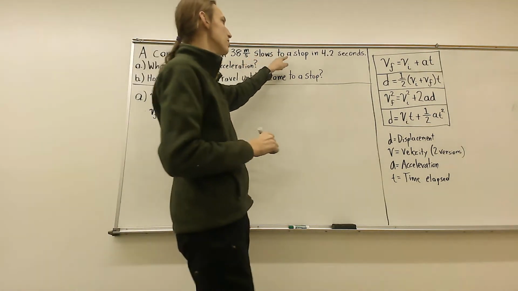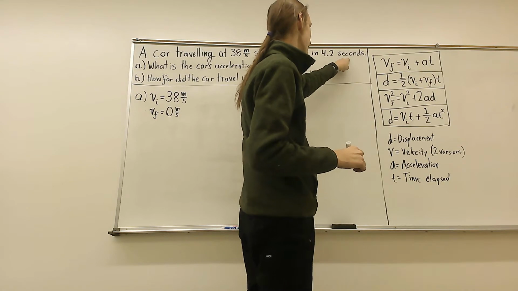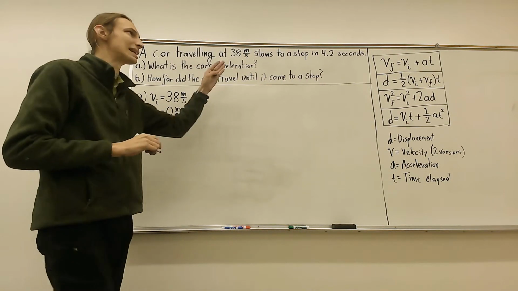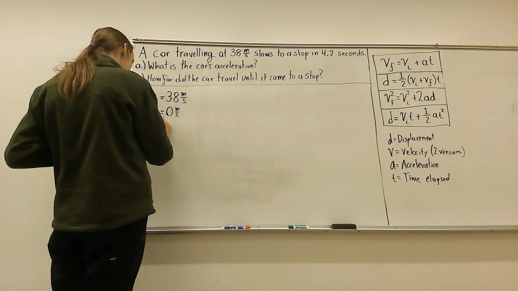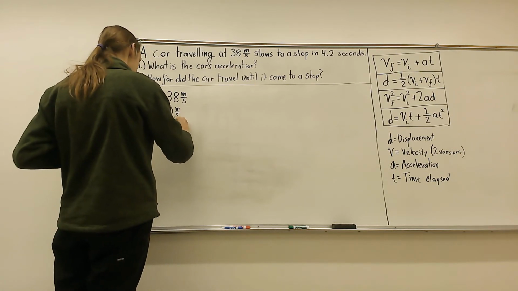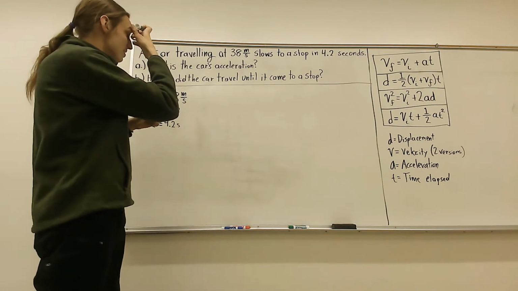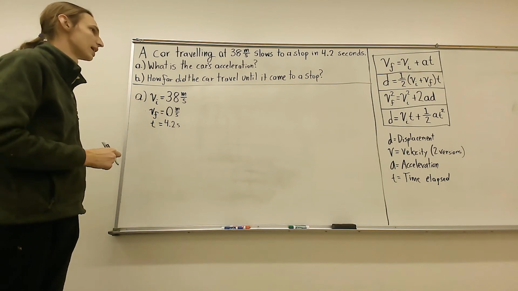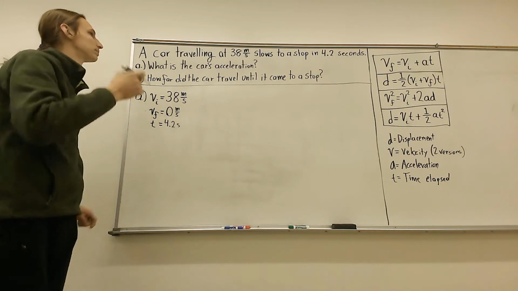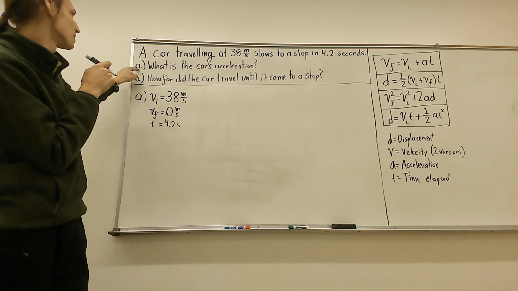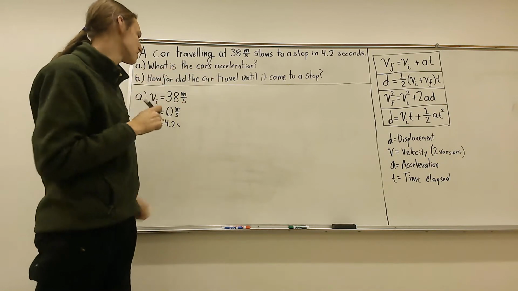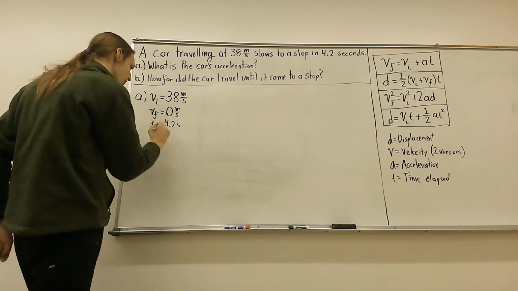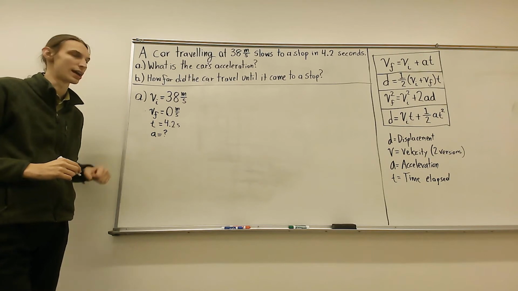Okay, let's continue reading. In 4.2 seconds. So that tells us something else. Our elapsed time is 4.2 seconds. It takes 4.2 seconds for the car to go from 38 meters per second to 0 meters per second. So, let's see what it's asking. Part A is asking, what is the car's acceleration? Or a equals question mark. That's what we want to find out right there.